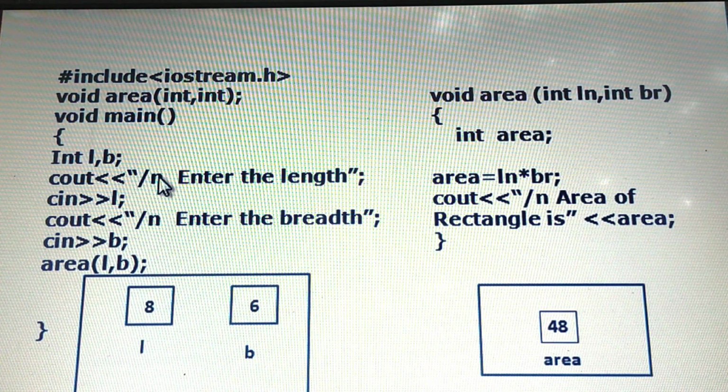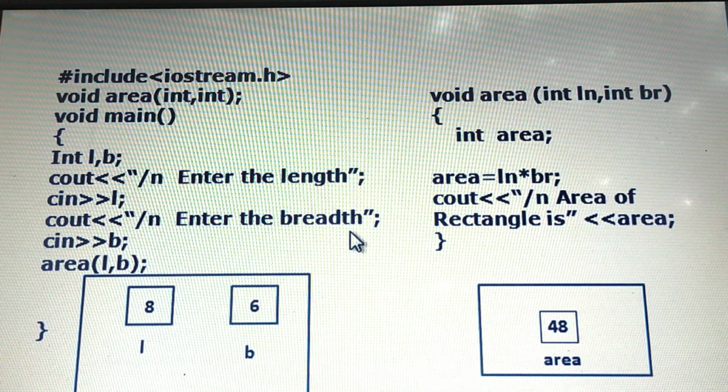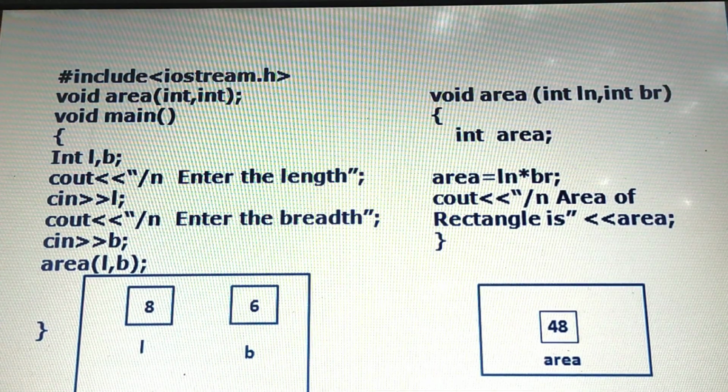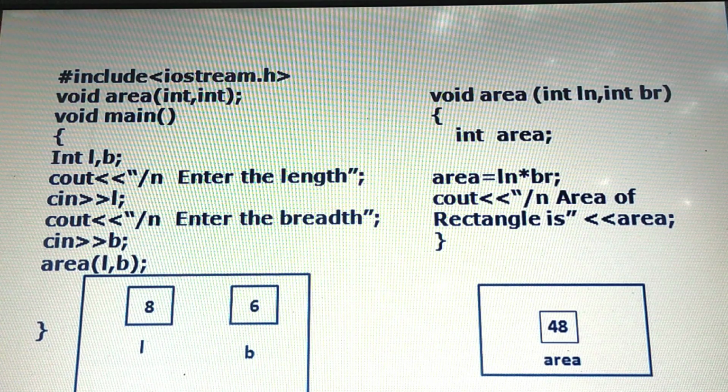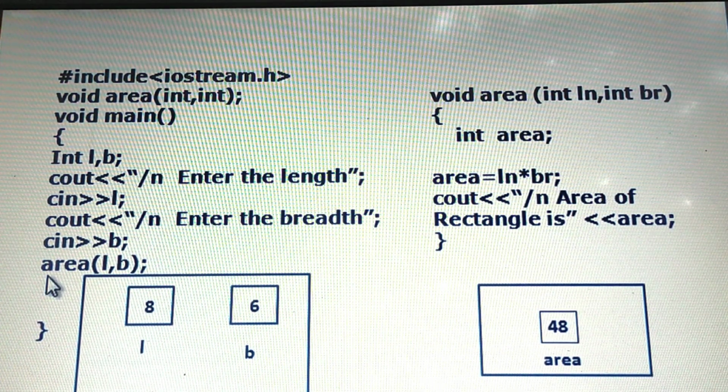Then this is a prompt statement for the user: enter the value for length. A second prompt statement asks to enter the second value for breadth. Then the user enters the second value. Then call the function with the arguments length and breadth. Calling the function area.